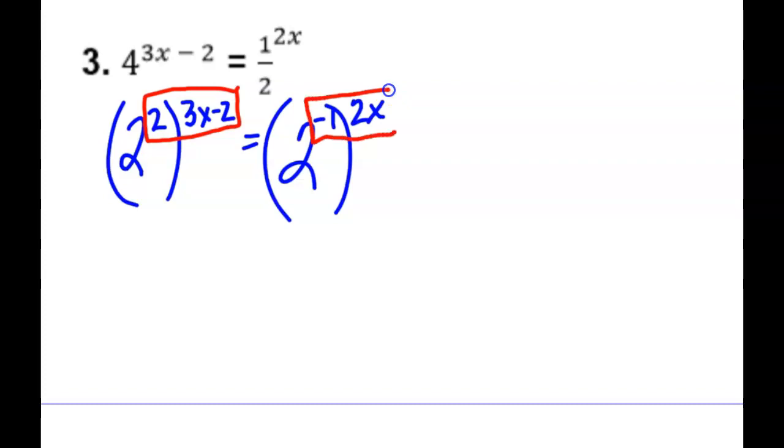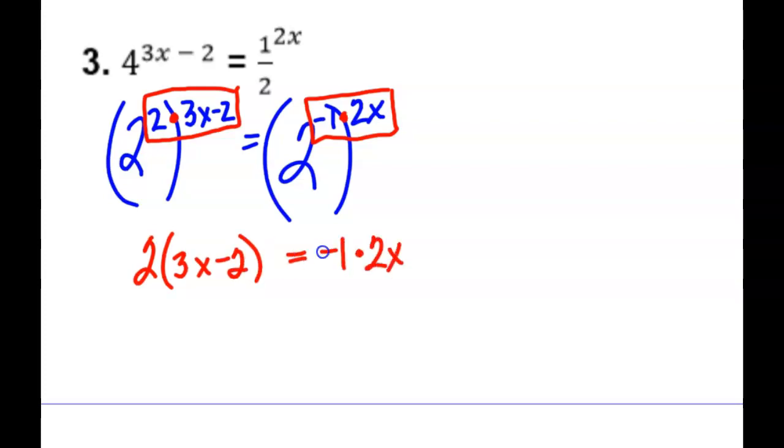All right, now we can put these equal to each other. This is going to be a multiplication, and this is going to be a multiplication. So we have 2 times the quantity 3x minus 2. You have to remember to distribute. And then over here, we just have a negative 1 times a 2x. So some of you should already be done solving that probably while I was chitty-chatting.